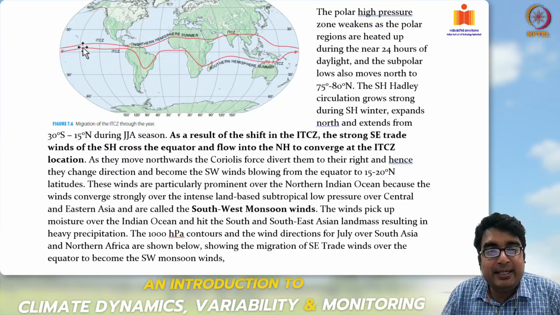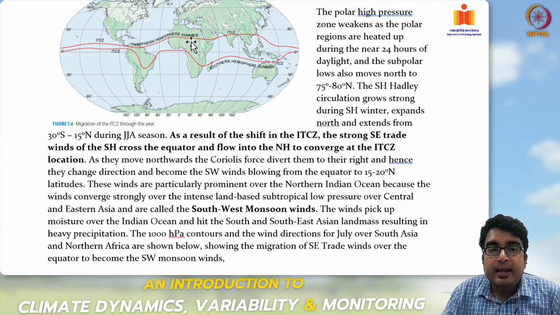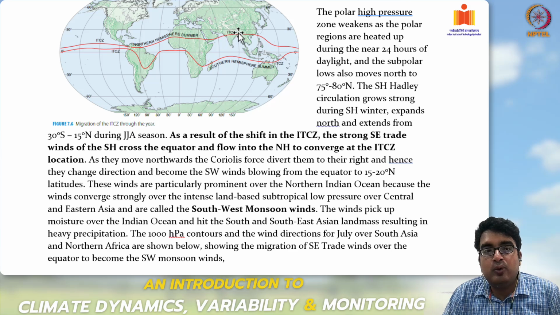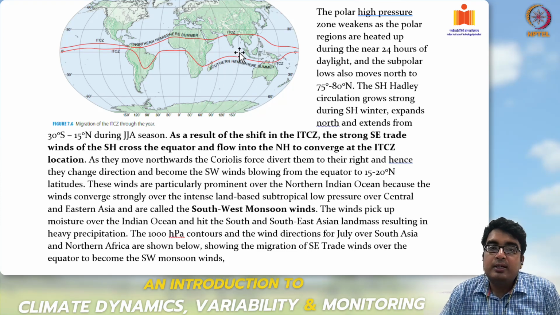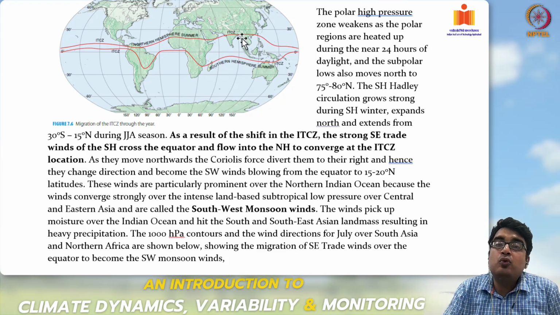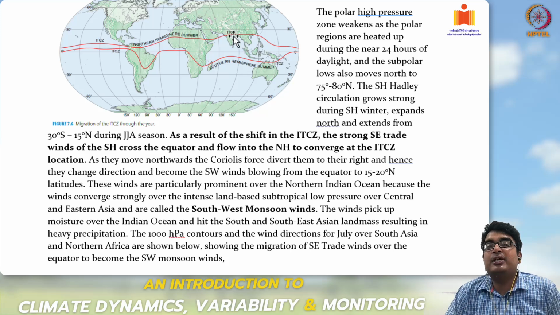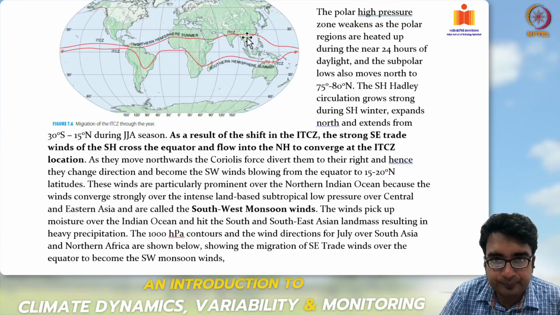So this is the intertropical convergence zone where the Hadley circulations converge in summer, and you can see that in the northern hemisphere summer, June, July, August, this has shifted particularly in the Asian continent to around 20 degrees north latitude. As a result, the trade winds from the south, the southeast trade winds, now cross over the equator and move towards the intertropical convergence. This happens also particularly prominently over Africa and the South Asian and Southeast Asian subcontinents.